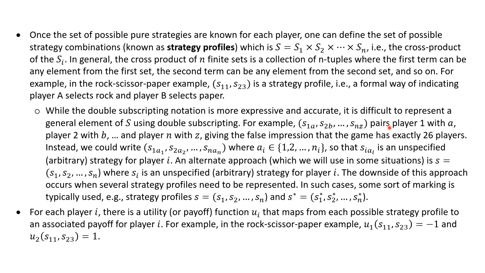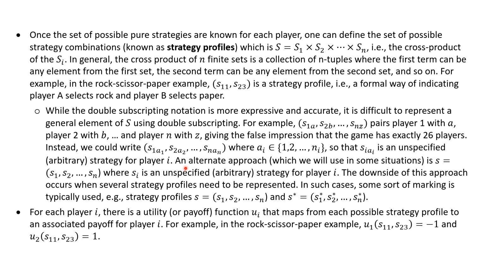So if we want to do something more general, we could use a notation like this: S sub 1, A sub 1, S sub 2, A sub 2, where A sub I is an element from this set from 1 to N sub I, so that S sub I sub A sub I is an unspecified strategy for player I. Okay, so I realize that's a bit to take in, but if you wanted to actually show a general element from this set here, this is the notation you would need.